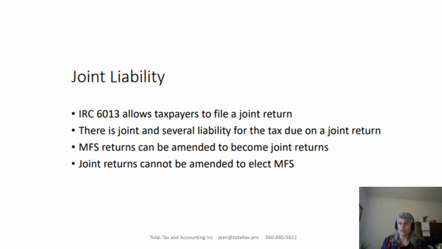So if we file and we owe $1,000 and you don't pay, I get to pay the whole thousand. I just don't get to pay half. So you have the entire liability. Each of you has the entire liability. They can't collect double, but if one doesn't pay, the other one has to.